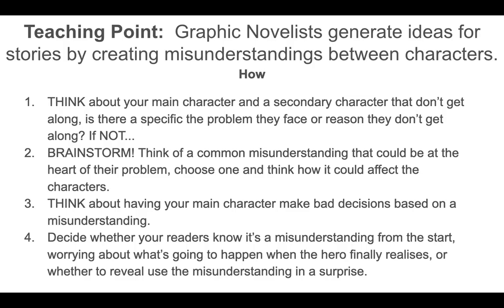Well, first of all, when we're writing a story, we have to generate some kind of plot, right? Some kind of problem or series of problems that make a story a story. So one thing we can do is think about our main character and a secondary character that don't get along, and ask ourselves if there's a specific problem that they're facing or reason that they don't get along. If we don't have that specific reason, then we need to brainstorm. We've got to think of that reason that they don't get along.